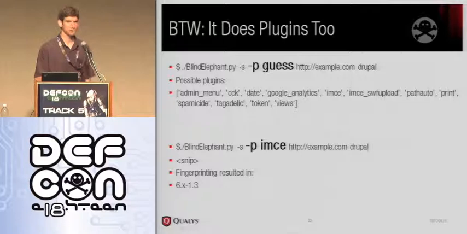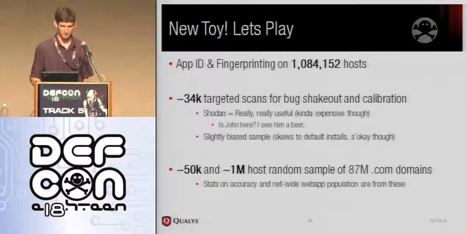I've got it set up for Drupal and WordPress plugins right now. If there's any other app that we currently support that you want to add plugins to, we can do that. And if there are brand new apps that support plugins, we can do that too. So just like guessing an app, you can guess plugins and spit out a list of possible plugins, and then go fingerprint those. So we got a cool toy.